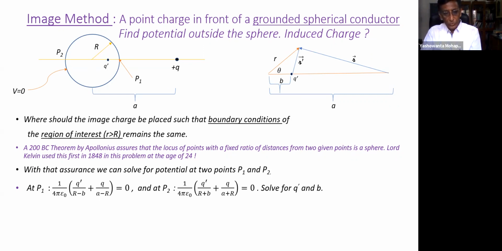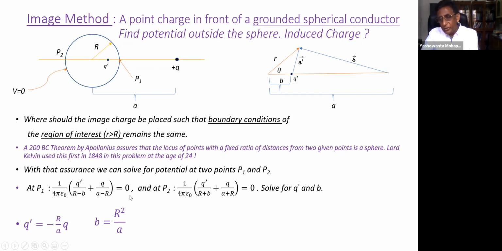That's easy to do. If you do that, then q prime turns out to be negative of r by a times q. Since r by a is smaller than one, this is a smaller charge, and it is of opposite charge. And b, the distance from the center where I should put this negative charge, is r square by a, or ab is equal to r square. That's the relation. So once I found this out, writing the potential for the charges is trivial.